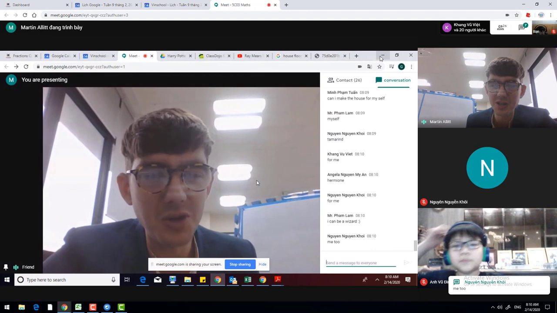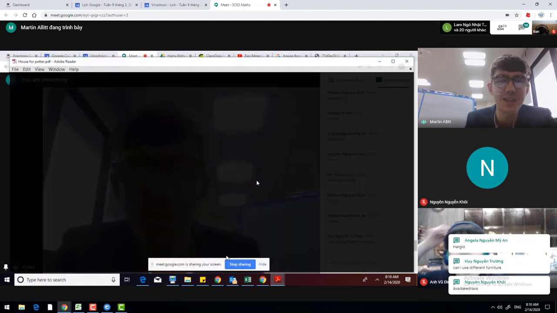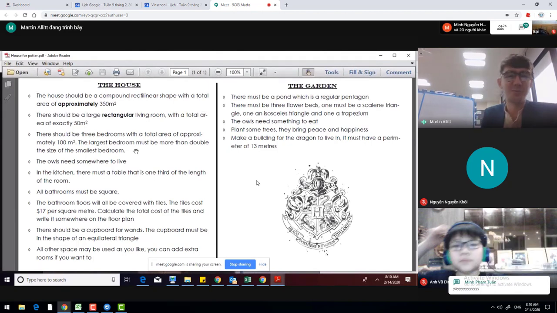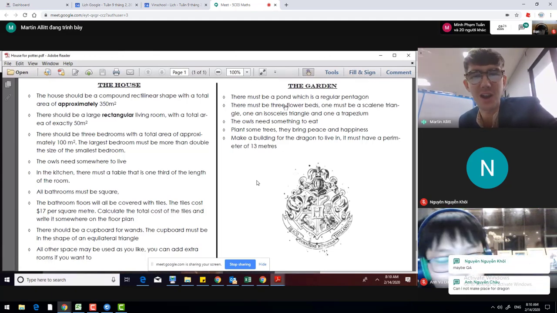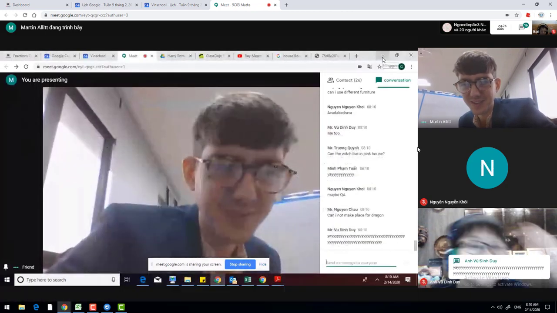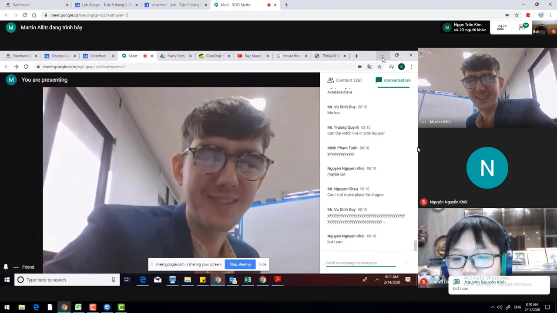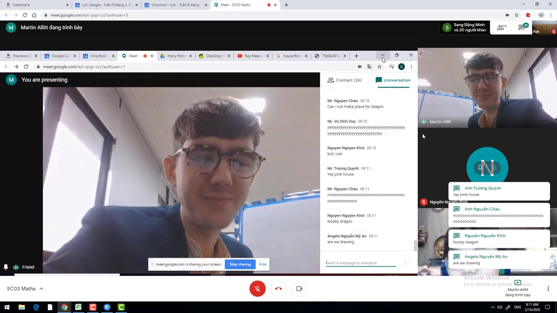Yeah, I suppose you can design it for yourself. It doesn't really make too much difference to me. As long as you are following these instructions, as long as you have, for example, made the house the correct area, as long as you have put in this cupboard, it's fine. If you want to design it for yourself, I don't really mind, but you must still follow these instructions. No, you must make a place for a dragon. Okay, any other questions about that?